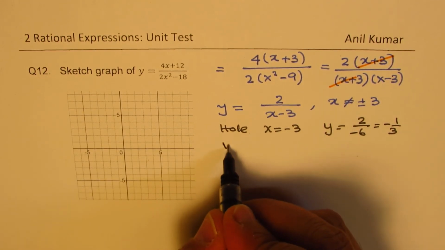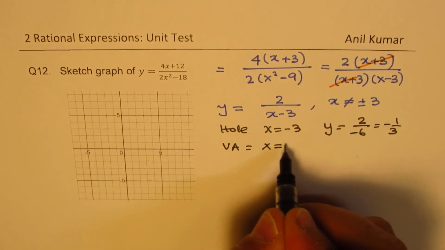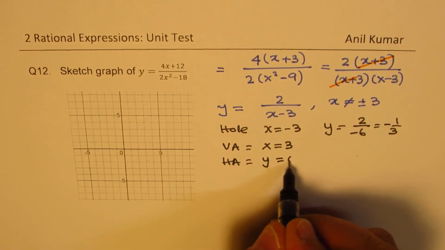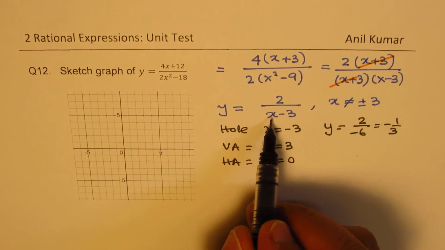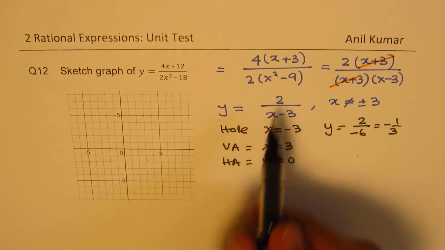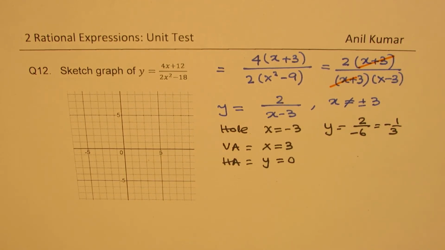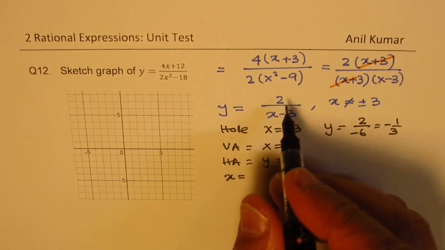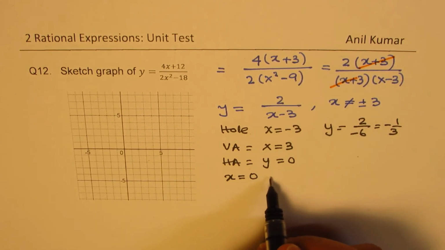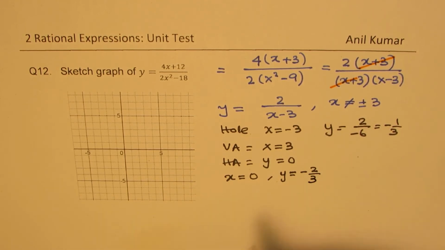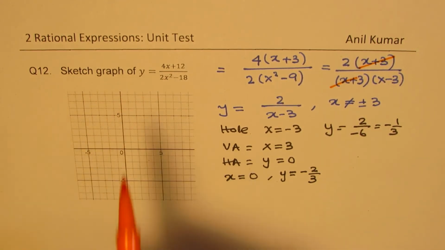We have a vertical asymptote at x equals to 3, and we have a horizontal asymptote which is y equals to 0, since the denominator is of higher degree. So as x approaches positive and negative infinity, y approaches 0, right? We can also find the x-intercepts, the y-intercepts. When x is equal to 0, then y is equal to minus 2 over 3, right? So we have a couple of points which can help us draw the graph of the given function.